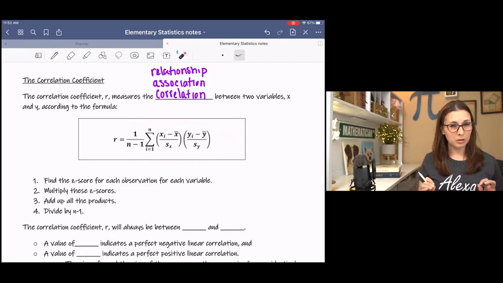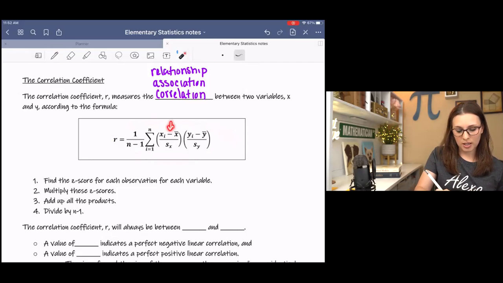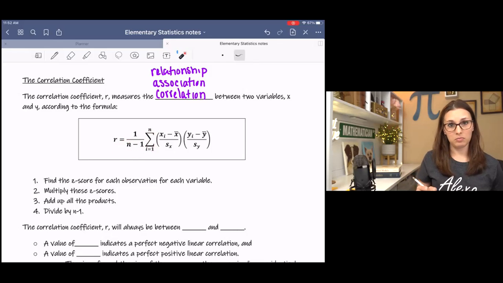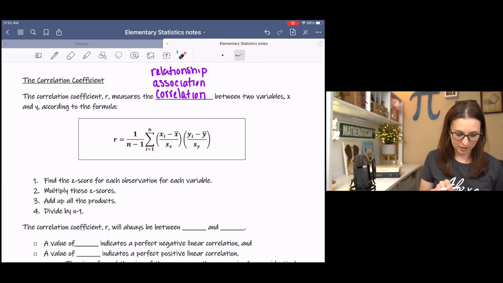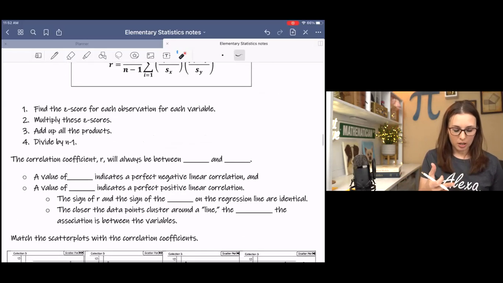Looks a little intimidating, but it's really not. It's mostly just subtracting, dividing, multiplying, adding up, and then dividing again. So all really simple operations. It just looks a little scary. I am going to show you the formula so that you know where this value comes from. And then obviously I'm going to show you the calculator too, because that's how I run things. So I have the steps here.